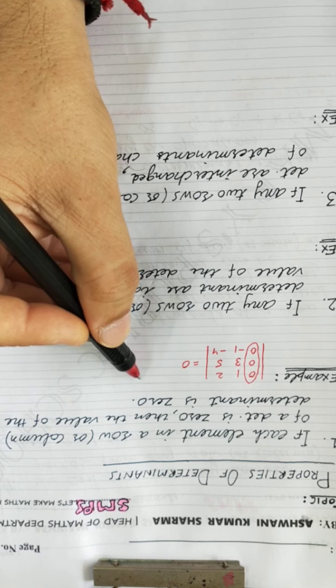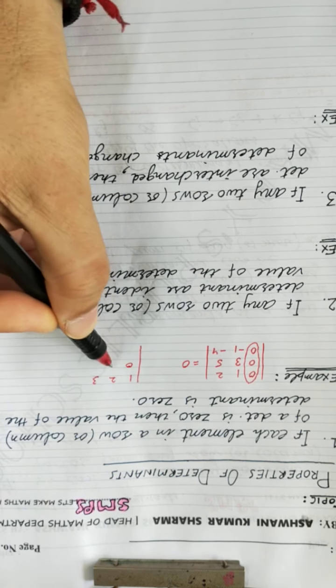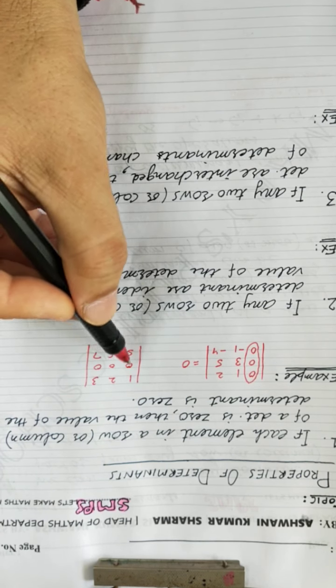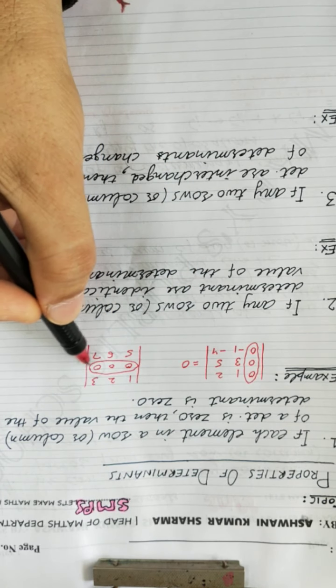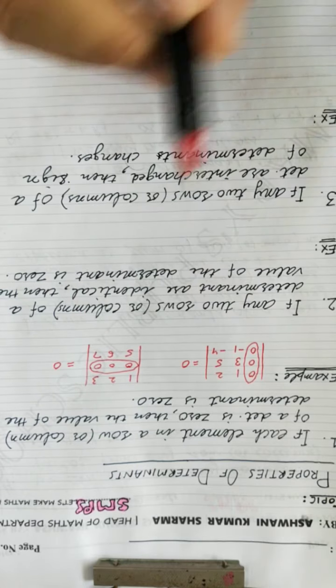Similarly, if we take one more example, a determinant 1, 2, 3, 0, 0, 0, 5, 6, 7, then look carefully: each element of R2 is 0. That's why the value of this determinant is 0.